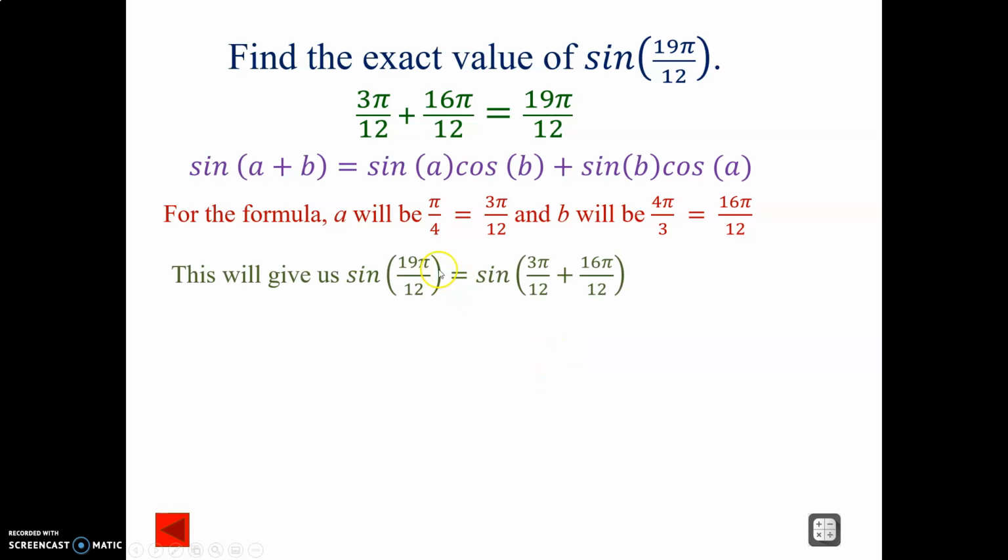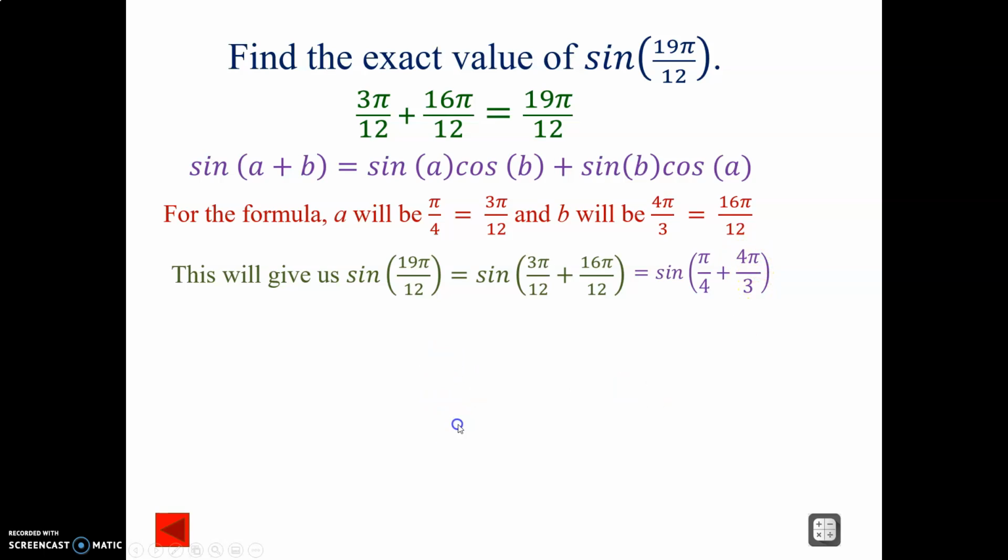So in this case, the 19 pi over 12 simplifies to 3 pi over 12 plus 16 pi over 12. But 3 pi over 12 and 16 pi over 12 are pi over 4 and 4 pi over 3. All I did was reduce. So these are the values we'll be looking at: pi over 4, 4 pi over 3.